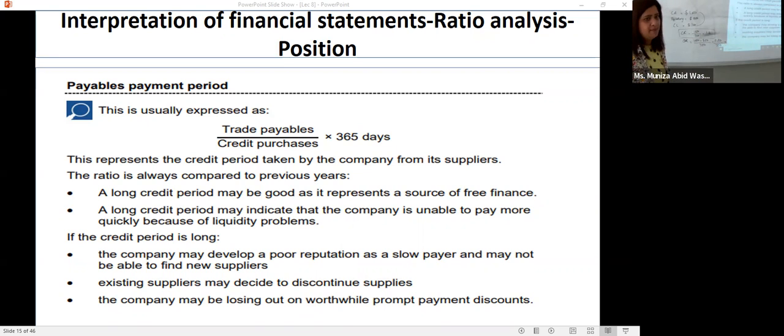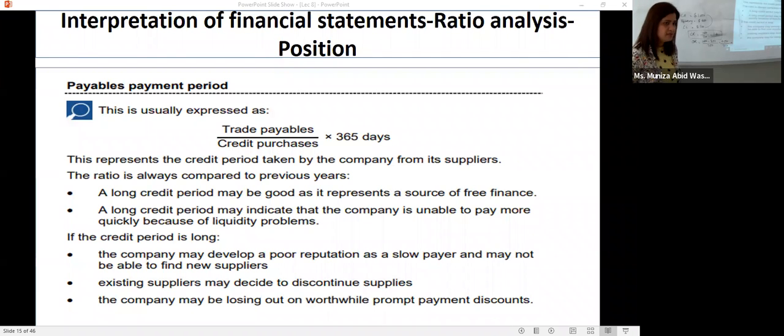Only for a certain time limit are your suppliers going to afford you. Otherwise, they will not be making new contracts with you, because your image is being tarnished. You are not paying in time. Existing suppliers may decide to discontinue supplies, and the company may be losing out on worthwhile prompt payment discounts. The cash discounts, the settlement discounts, are going to be lost by the company in that case.